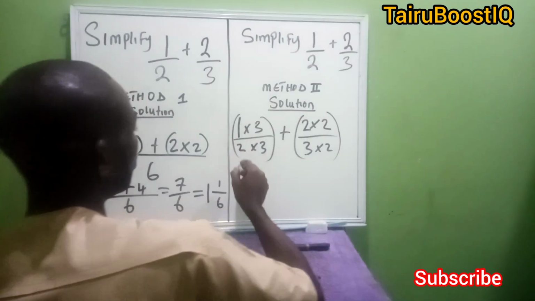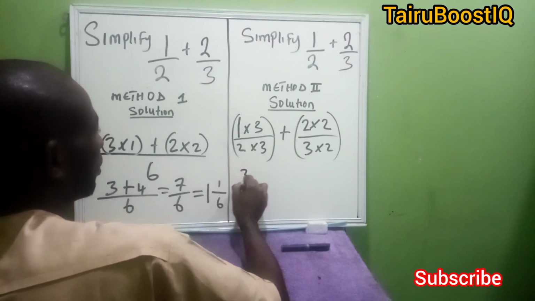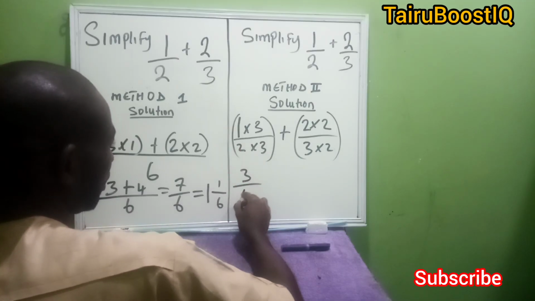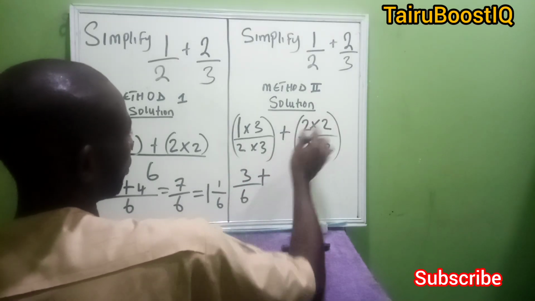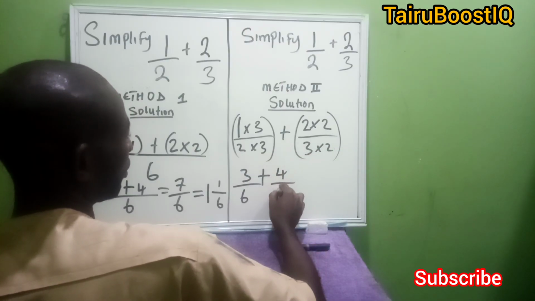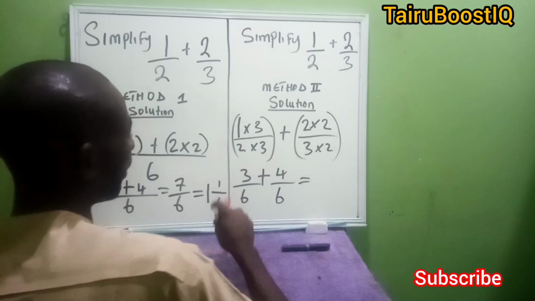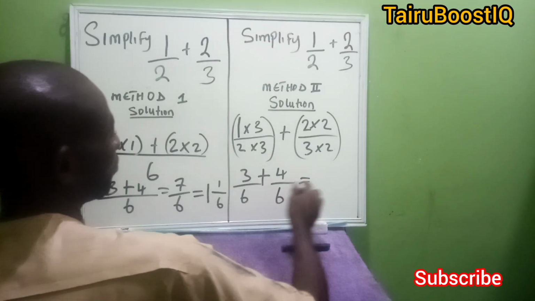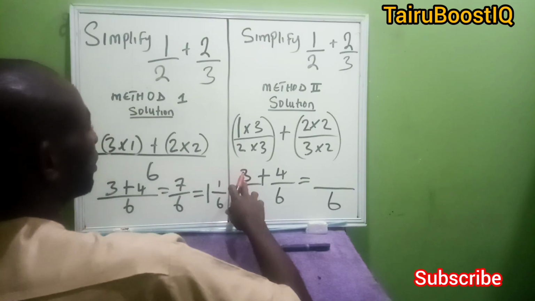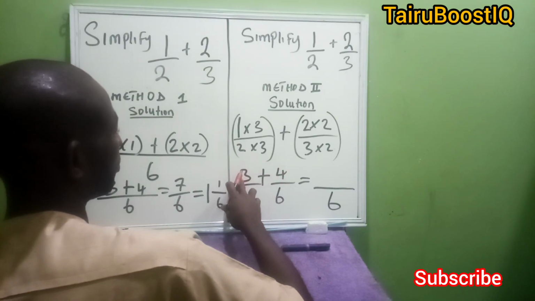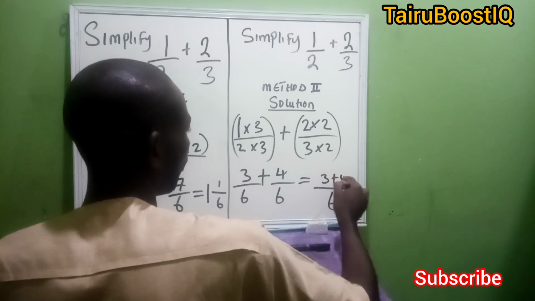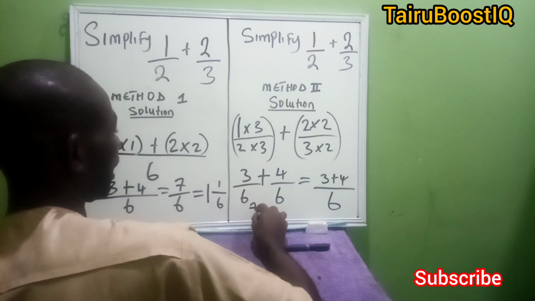3 by 2. So here now we have 1 times 3 will give us 3 over 6, plus 2 times 2 is what? 4. Then 2 times 3 will give us what? 6. In fractions, if the denominators are the same, you pick one as the what? The LCM. Then what next? We now add the top numbers, which is going to be what? 3 plus 4. Here now we have 3 plus what? 4.